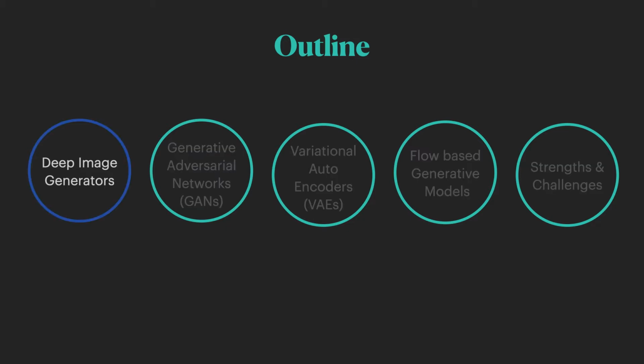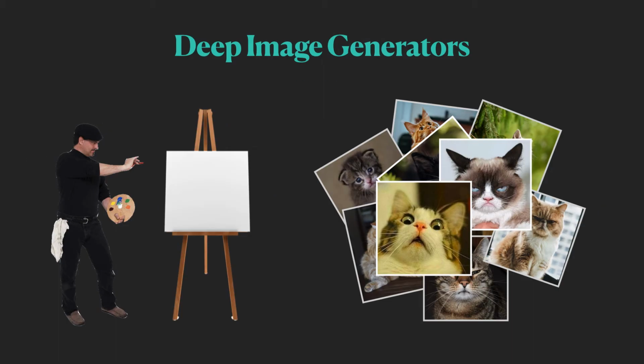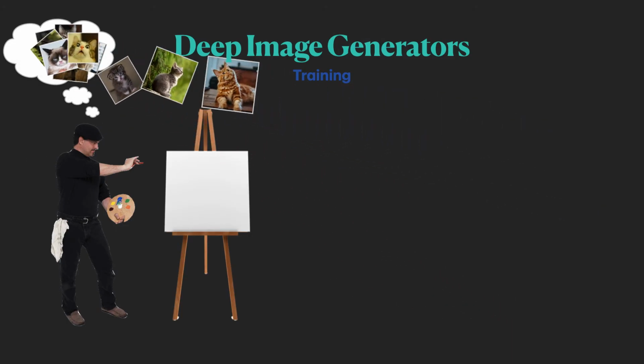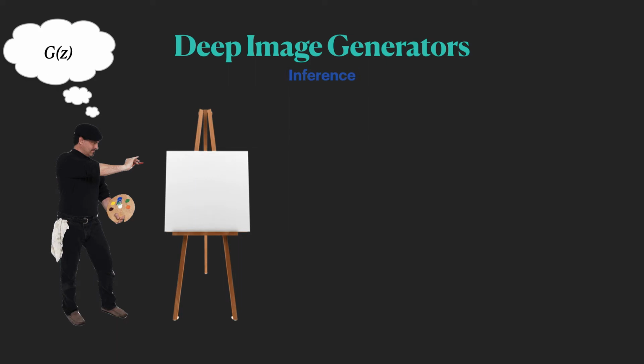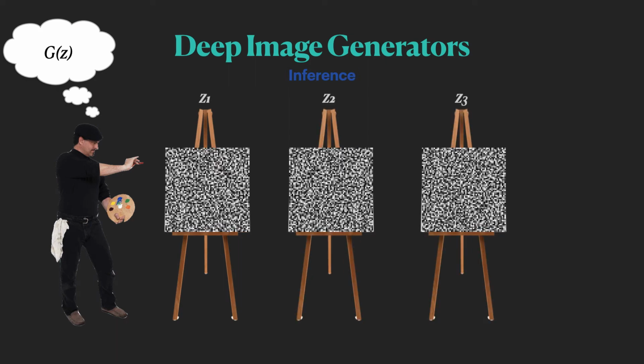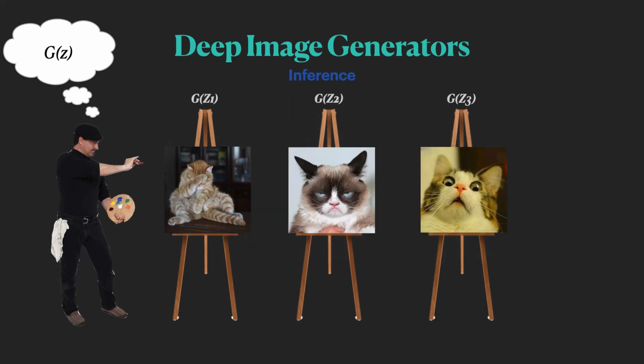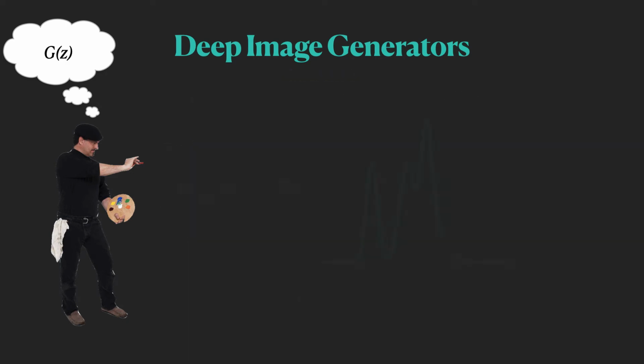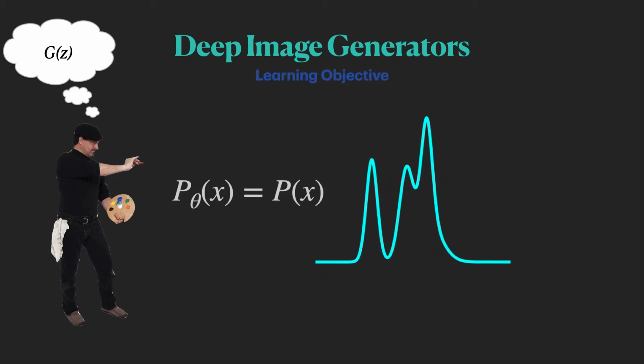Deep image generators can be seen as artists. During training, they use many images to learn a model, let's call it G. In inference, they start with random canvases and use this G to generate images that look like the ones they have seen in training. So what does this G function learn? Well, ideally, we would like the model to learn the probability P of generating an image X from the distribution of our training images. This way, we can just sample P to get realistic images.